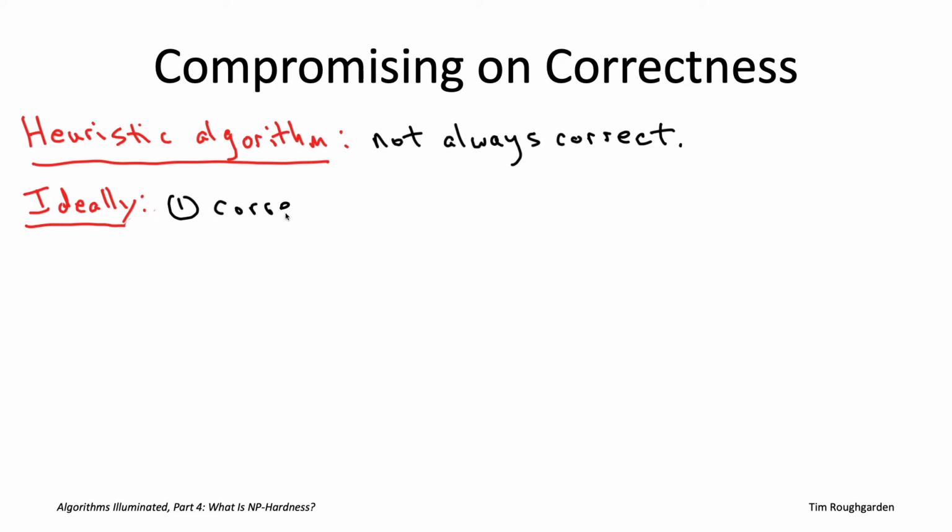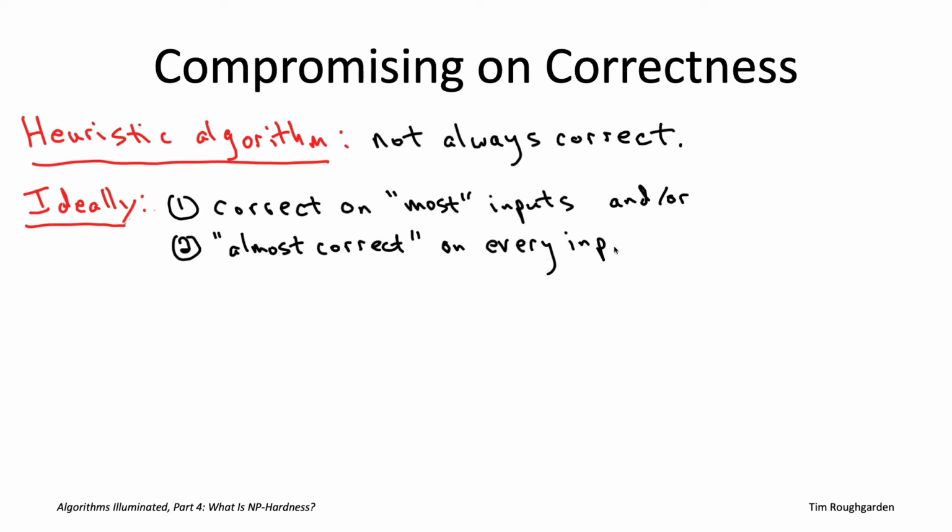So maybe it's correct on most of the inputs that you're ever going to encounter, or maybe you even have some kind of provable guarantee that for all inputs, the algorithm's guaranteed to be at least approximately correct. So what do I mean by almost correct on every input?